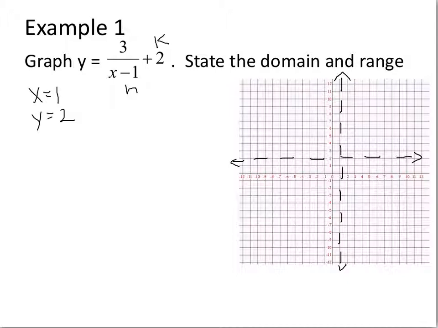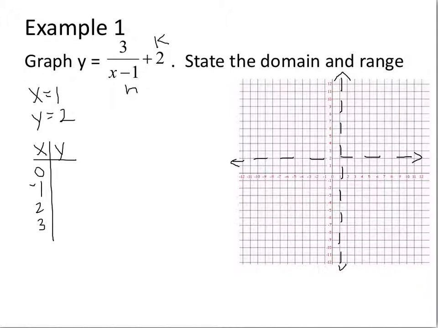All right, step 3 is to make a t-chart. Choose numbers to the left and to the right of the vertical asymptote. So what I do is I just look here at the vertical asymptote, which is at 1, and pick 2 numbers to the left. So here's 1 number to the left, which is 0, and another number to the left is -1. So I'm going to write down 0 and -1. I'm going to go back to the vertical asymptote, and I'm going to go 1 number to the right, which is 2, and another number to the right, which is 3. So I'm going to write down 2 and 3.